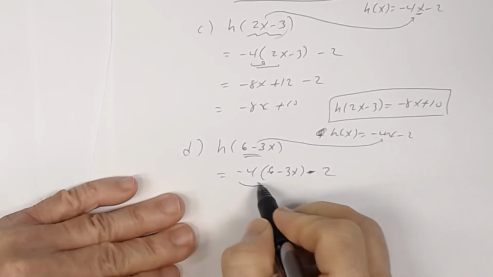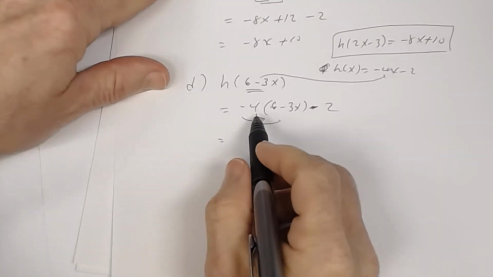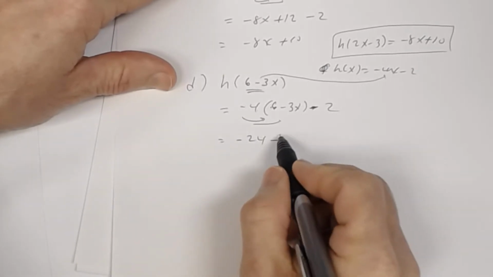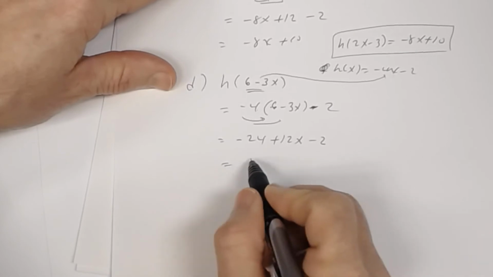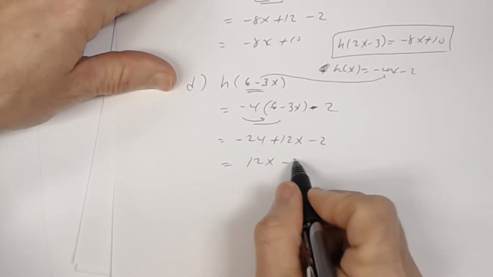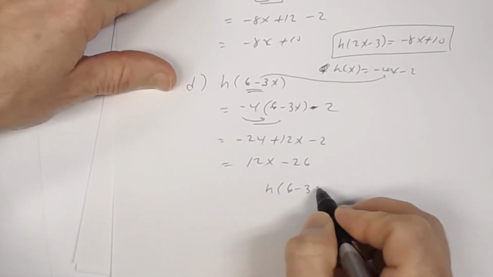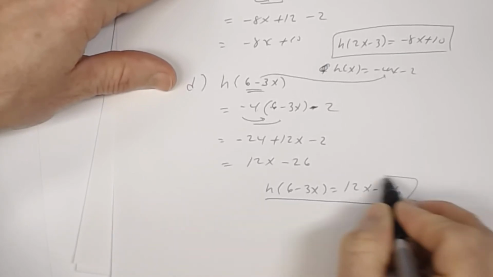Now let's go ahead and get rid of the parentheses. So I have negative 4 times 6 is negative 24. Negative 4 times a negative 3x is a positive 12x, and then minus 2. Combine like terms, I get 12x. A negative 24 and a negative 2 is a negative 26. So your answer is h of 6 minus 3x is equal to 12x minus 26.